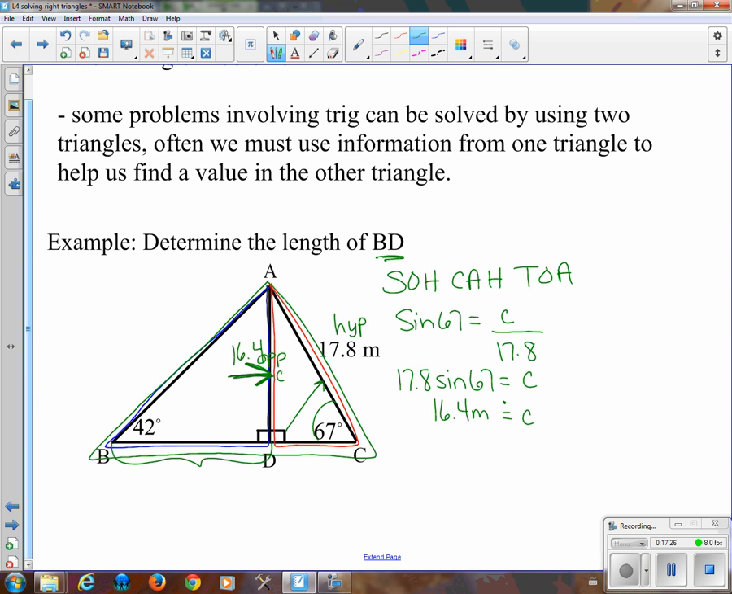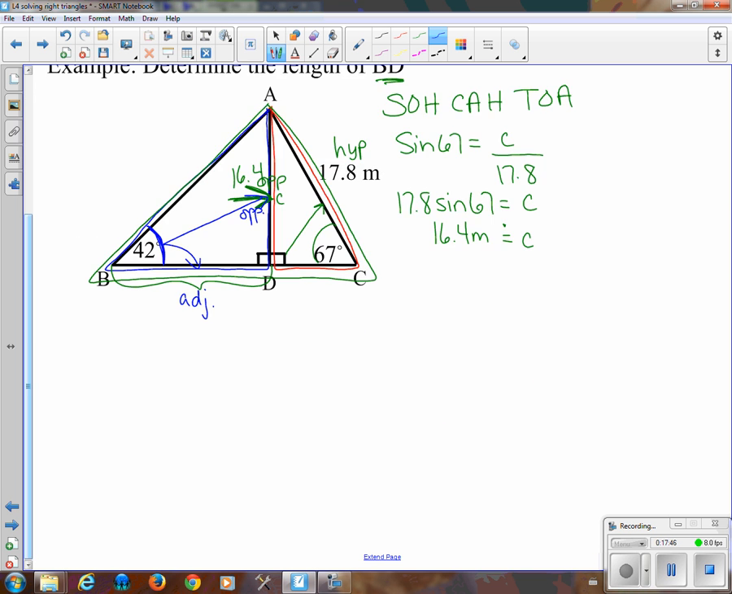And I know in my blue triangle that I have an angle of 42 degrees. So if I switch over to my blue triangle, 16.4 is still opposite to 42. And BD that I want to figure out is the adjacent side because it's beside 42. So opposite and adjacent, when I look at SOHCAHTOA, is tan. So the tan of 42 is the opposite, 16.4, over the adjacent side, BD.